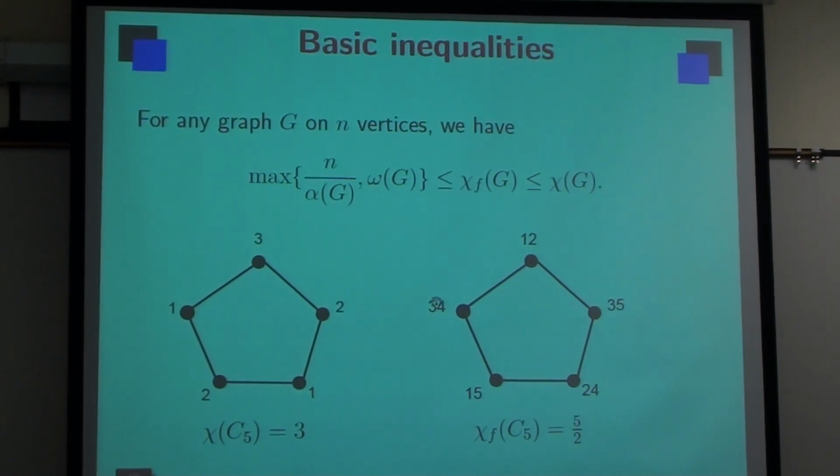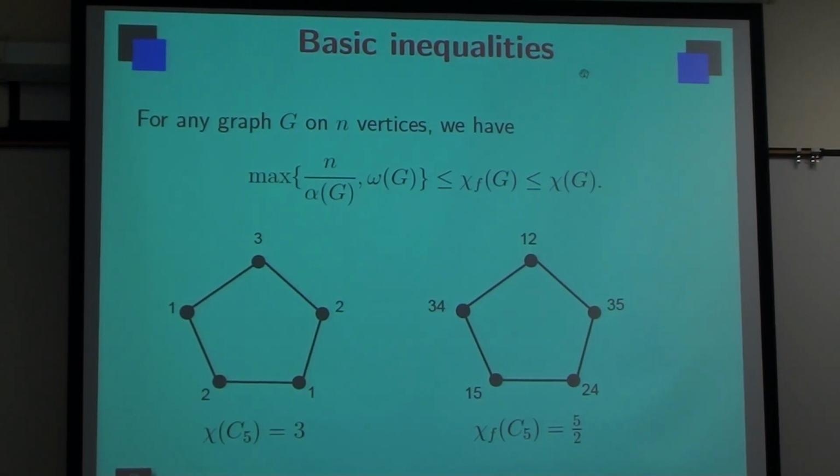There are some basic inequalities relating the chromatic number, the fractional chromatic number, the clique number, and the independence number. One is that the fractional chromatic number is always bounded by the chromatic number. This is just by definition, because if you use each vertex with one color, that exactly gives the chromatic number. The other bound is easier to see: it is bounded below by the clique number.